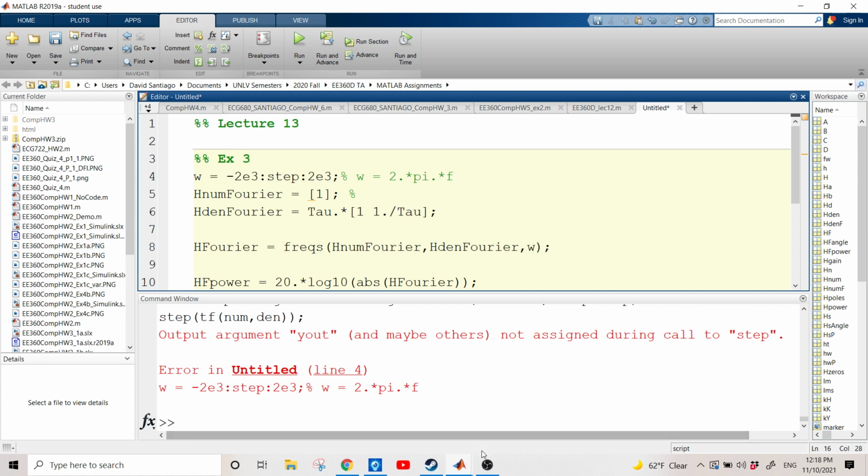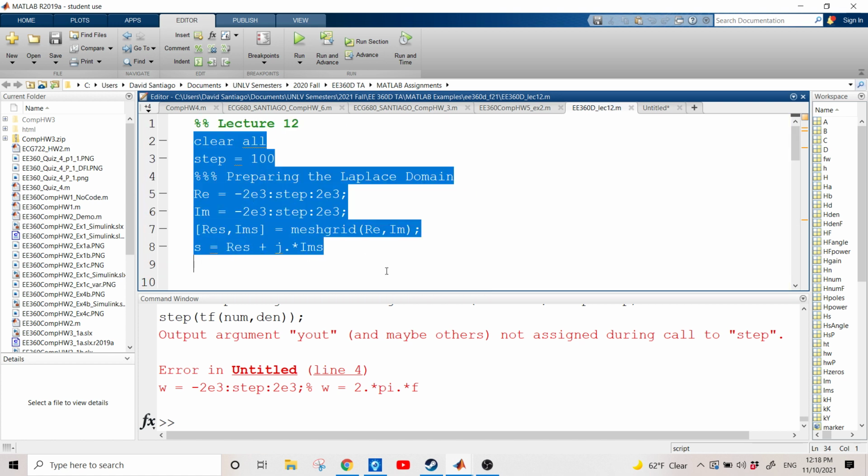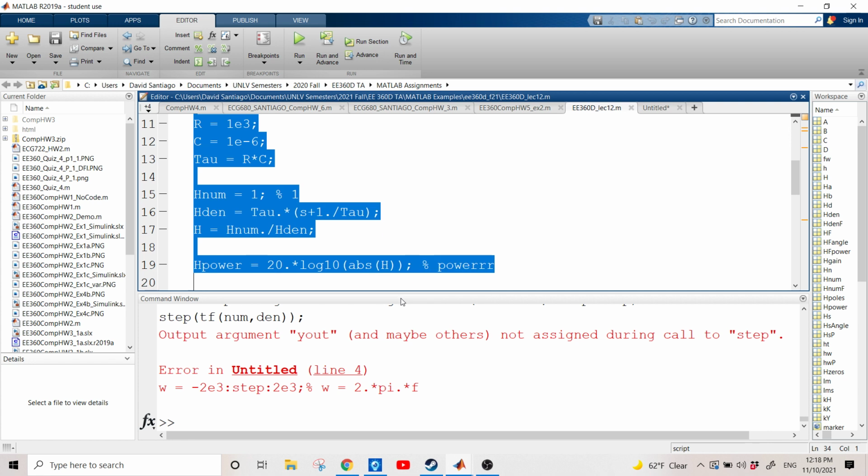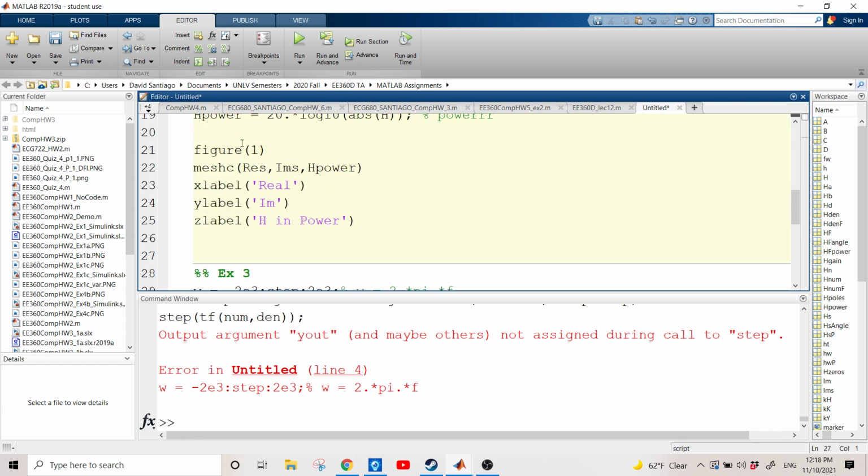Oh, I know what's going on. It doesn't like that because I've got to flush this out. There we go. Copy. Okay, might as well copy the entire assignment. There we go. All right.